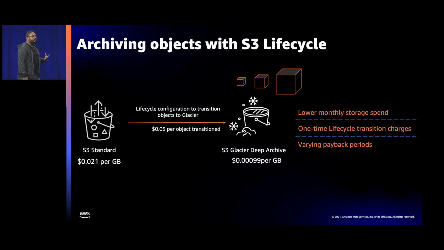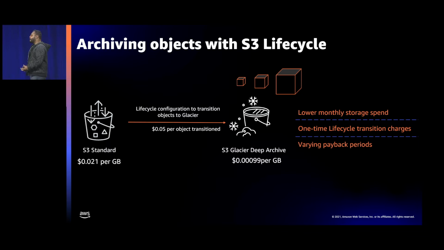So this works out really well for you to reduce your storage spend over time. However, transitioning objects from S3 Standard to S3 Glacier Deep Archive also means you're paying a per object transition cost. So to optimize your storage spend even further, we want to make sure that we only send the objects to S3 Glacier Deep Archive or S3 Glacier Flexible that makes the most sense and that optimizes the most cost for you.